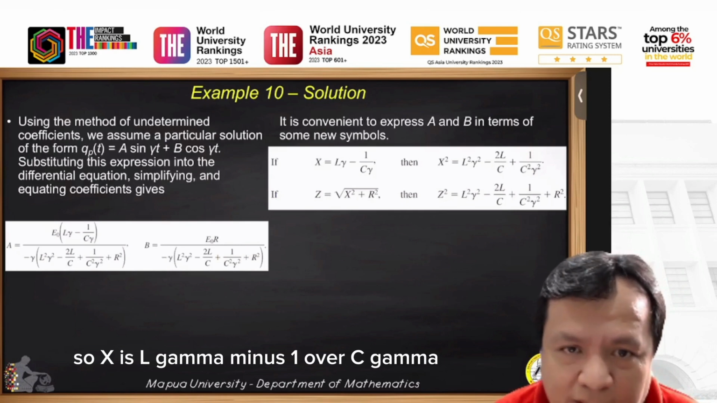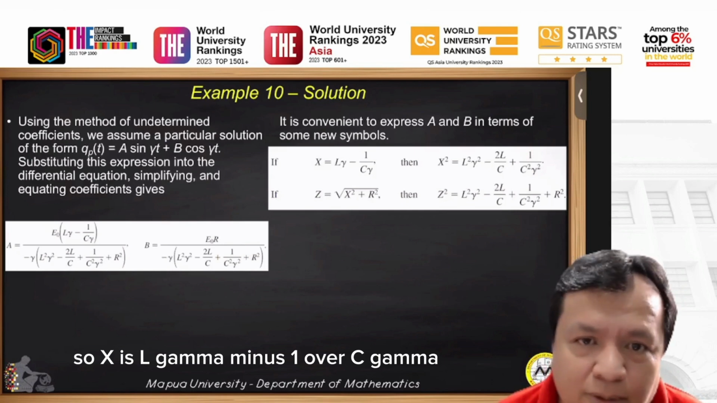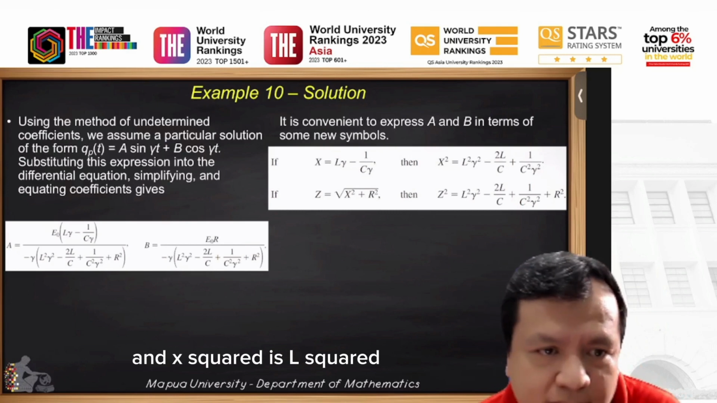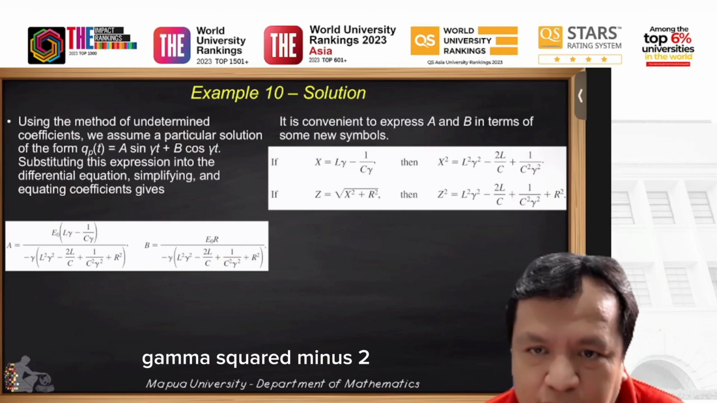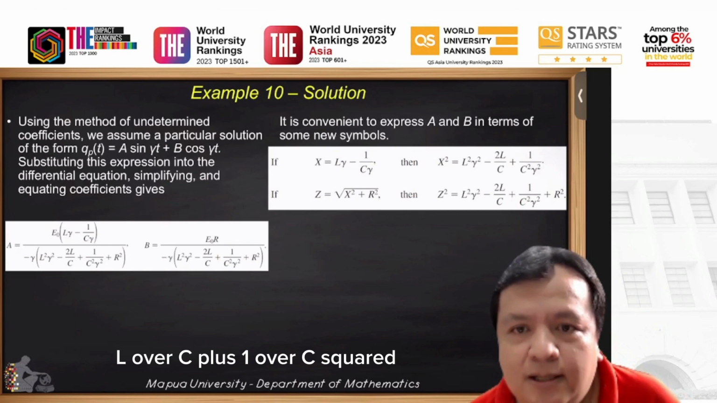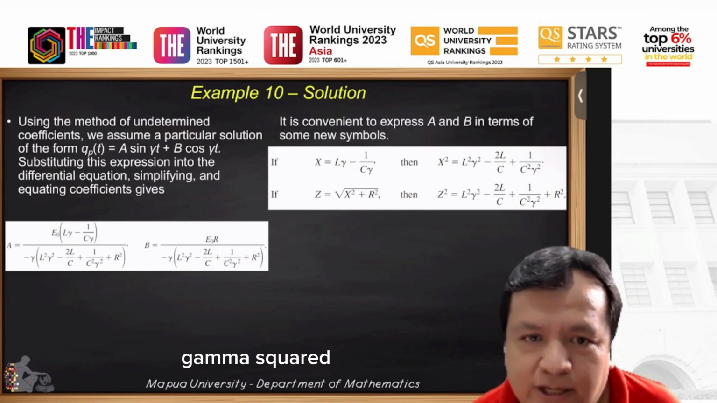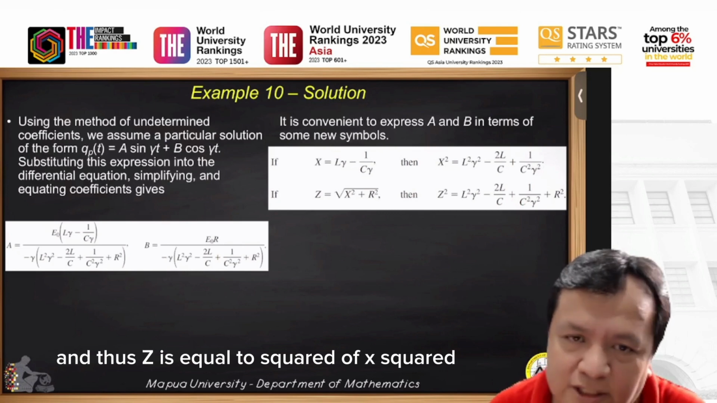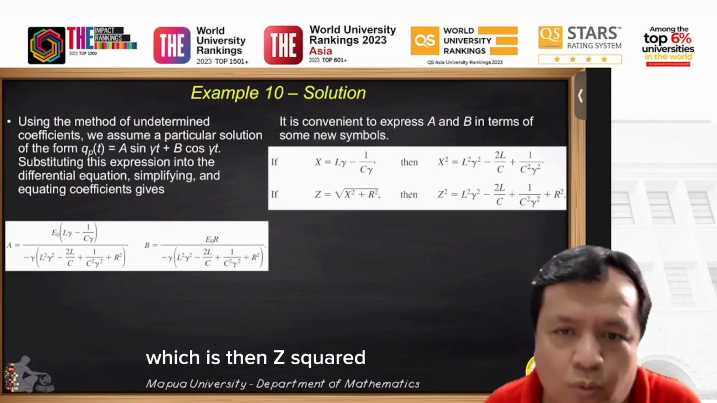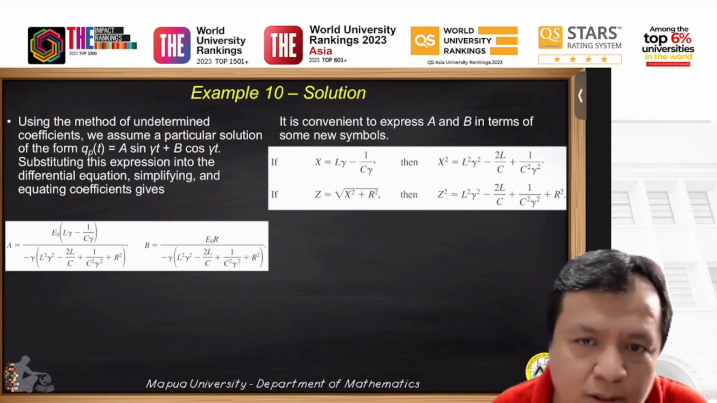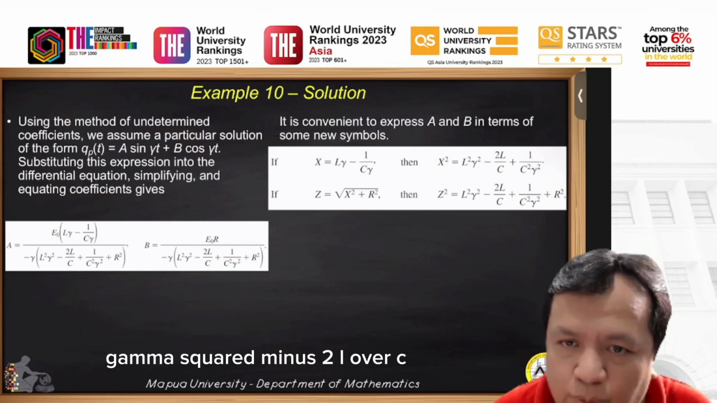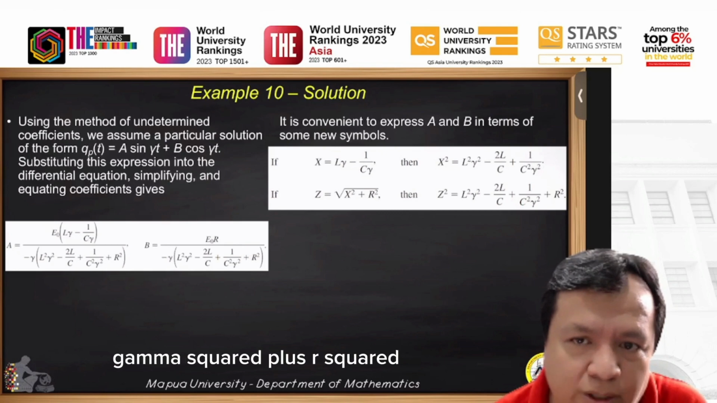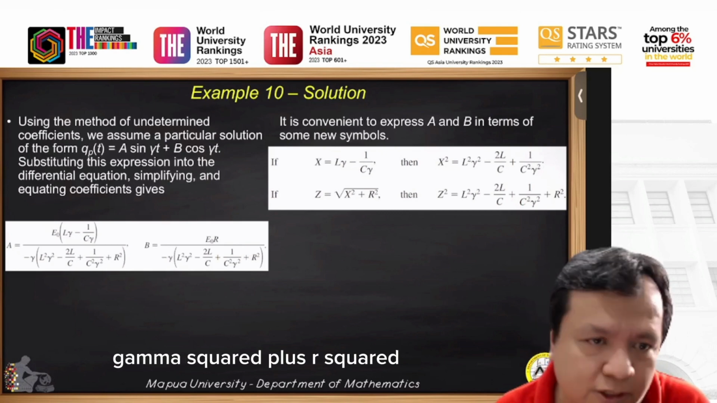So X is L gamma minus 1 over C gamma, and X squared is L squared gamma squared minus 2L over C plus 1 over C squared gamma squared. And thus, Z is equal to square root of X squared plus R squared, which is then Z squared equal to L squared gamma squared minus 2L over C plus 1 over C squared gamma squared plus R squared.